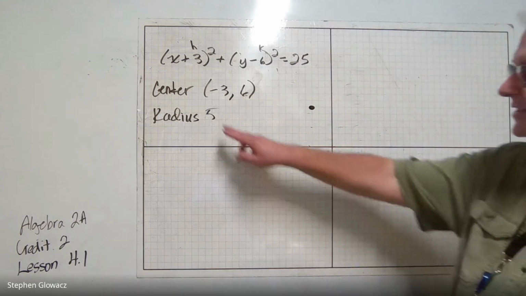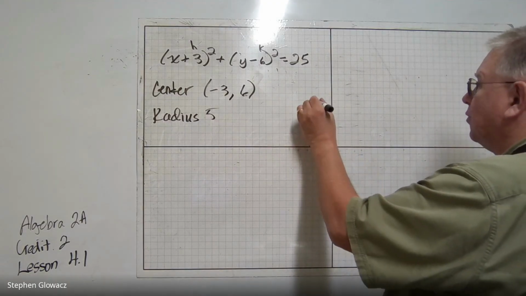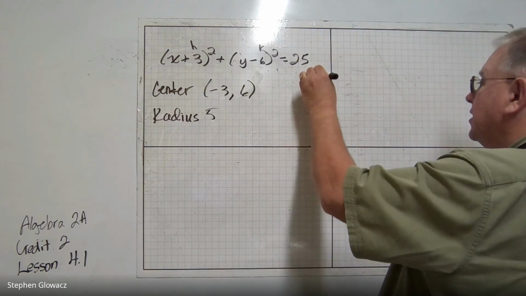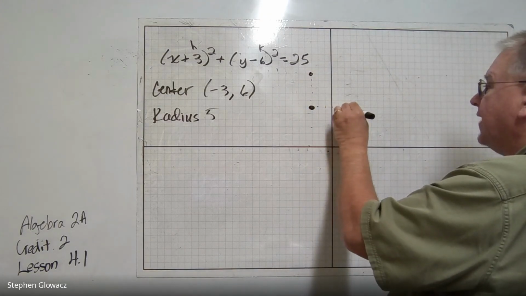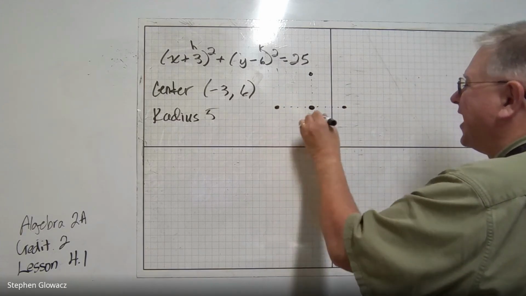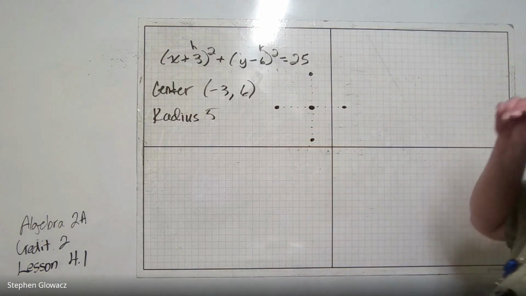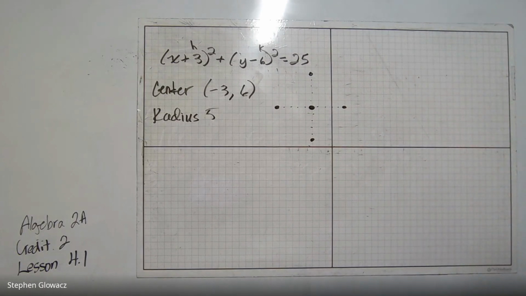Our radius is 5, so we're going to count out 5 units in each direction. 1, 2, 3, 4, 5. One more time. 1, 2, 3, 4, 5. And so now we've got guide points to guide us in drawing the circle.